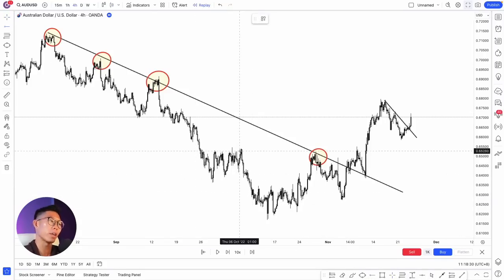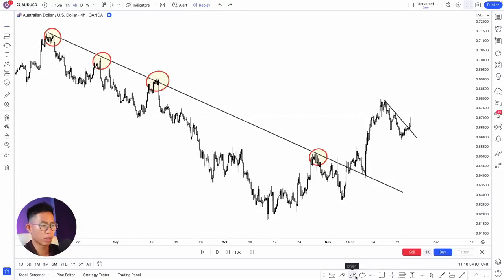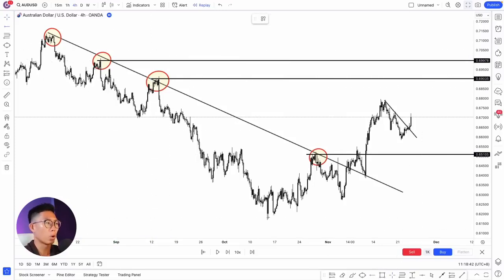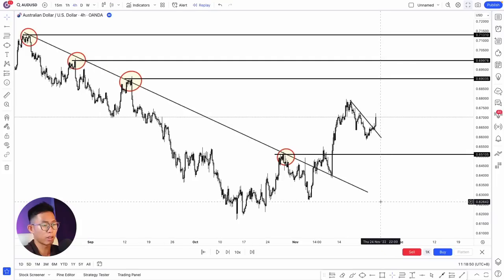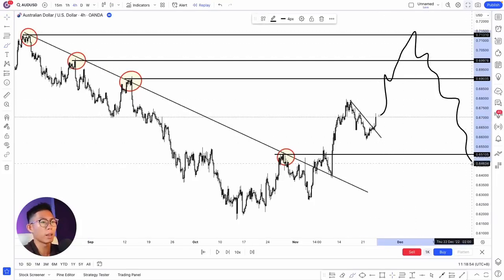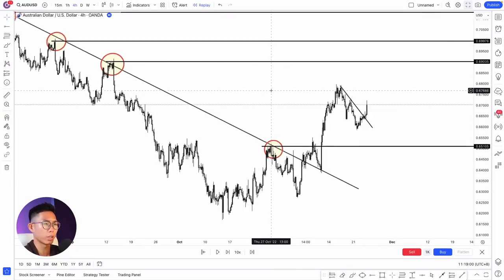This is what I like to call the ABCD. You can see this can be point A, point B, point C, point D. Price will tend to go up to hit either one of these levels, or if you are lucky enough, price can even go all the way up to point D before it starts reversing and heads back down. So you can use these levels to take profit. This is a nice little trick that you can use.